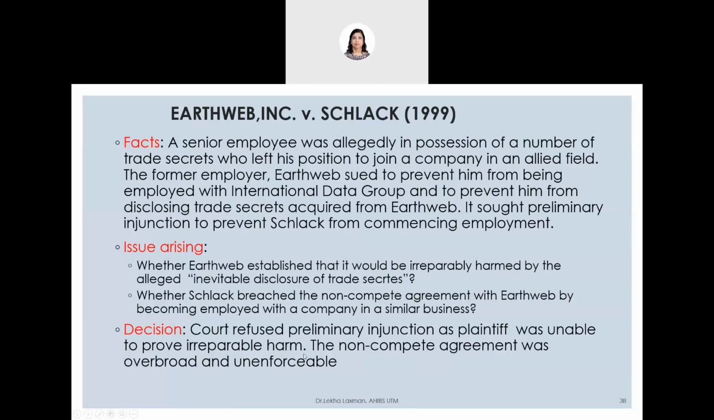So they felt that this non-compete agreement was too broad, so as to even prevent somebody from working with people in a similar industry, and therefore the court refused to give the injunction and said that that agreement was unenforceable. So you can see to what lengths businesses sometimes go to even prevent employees from working with competition, just so that their secrets will not be divulged to the competitor.